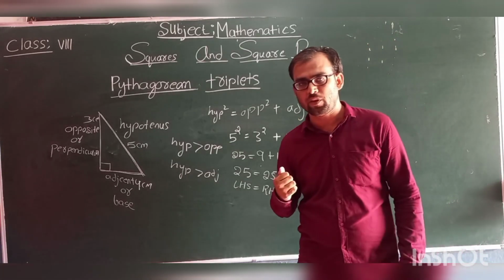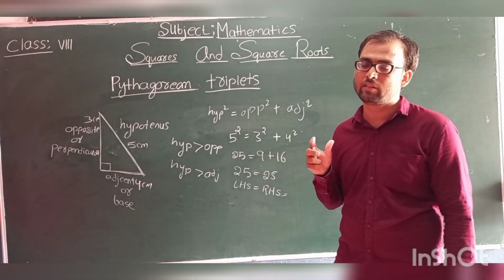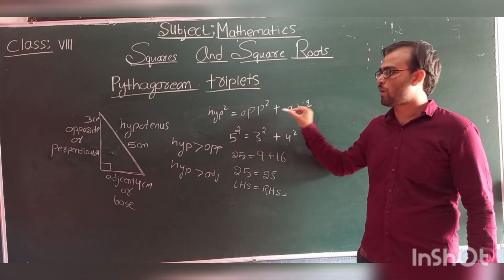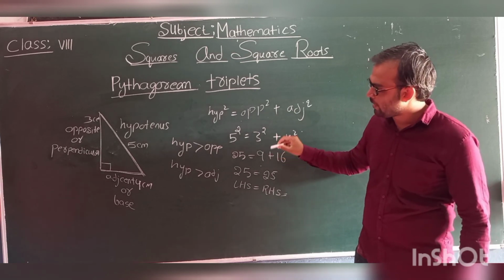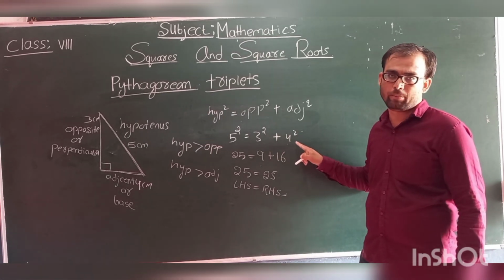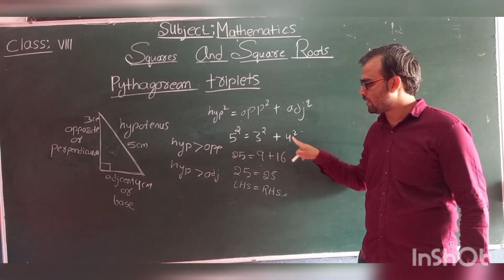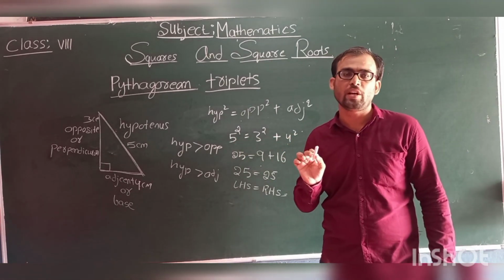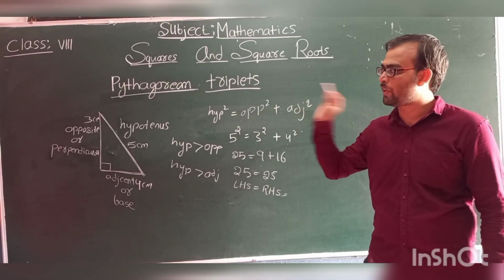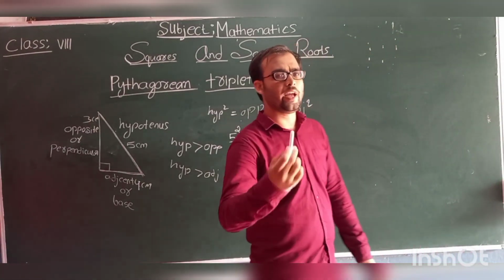Okay. If this condition is satisfied for any given set of 3 numbers, then those 3 numbers are called Pythagorean triplets. Okay. If this condition, that is hypotenuse square equals opposite square plus adjacent square, holds, here the hypotenuse is 5, opposite is 3 and adjacent is 4 centimeter. So when we square this, 5 square equals 3 square plus 4 square. If this condition is satisfied for any given 3 numbers, then those 3 numbers are called Pythagorean triplets.